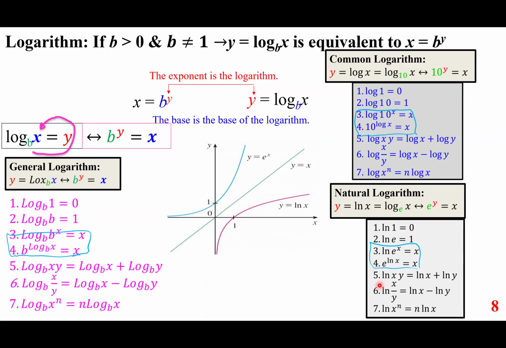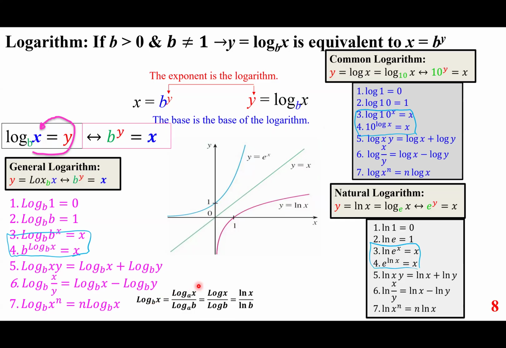Therefore, if you graph them with respect to the line y equals x, they are symmetric. That means y equals e to the power of x and y equals ln x are symmetric with respect to y equals x. And so this is called the change of base formula.